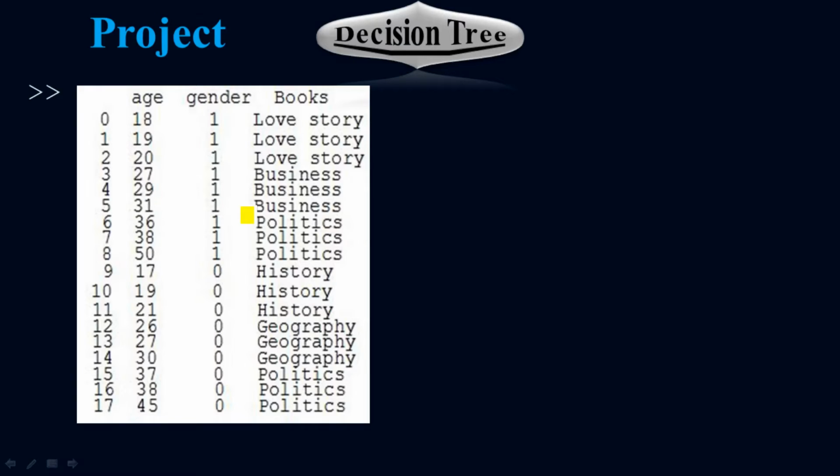Now what this decision tree classifier does is classify the respective data into its own class, and it will show us whether it belongs to love story books, business books, politics books, history books, or geography books. Let's move ahead. Inputs of the data. What are the inputs of the data? Let me first determine the inputs of the data.